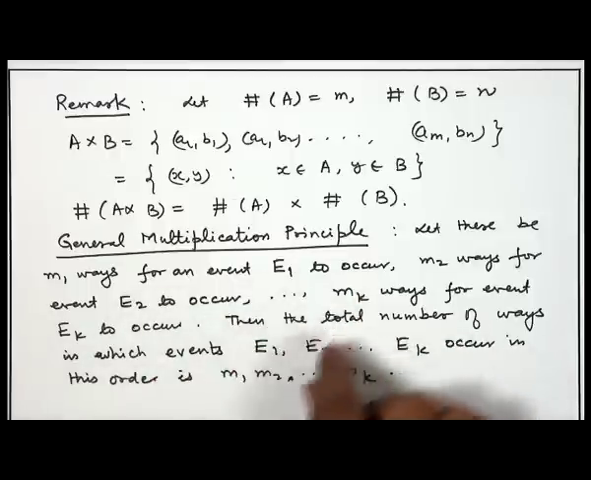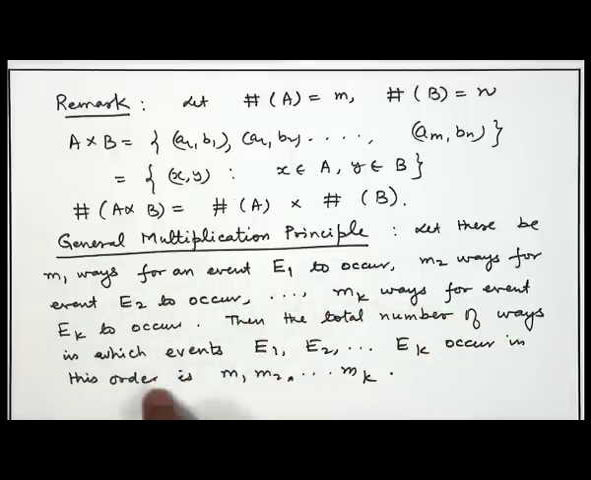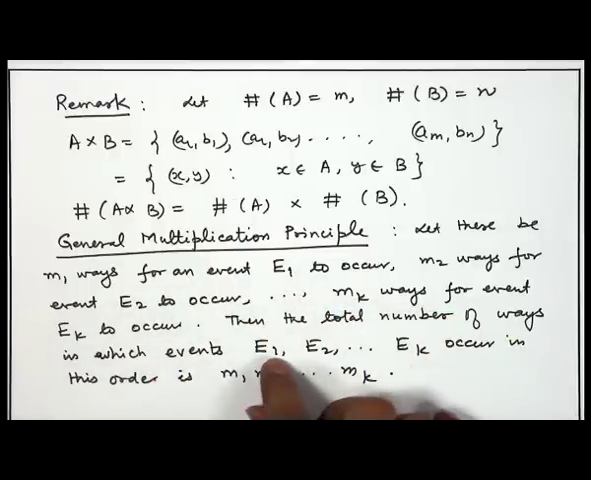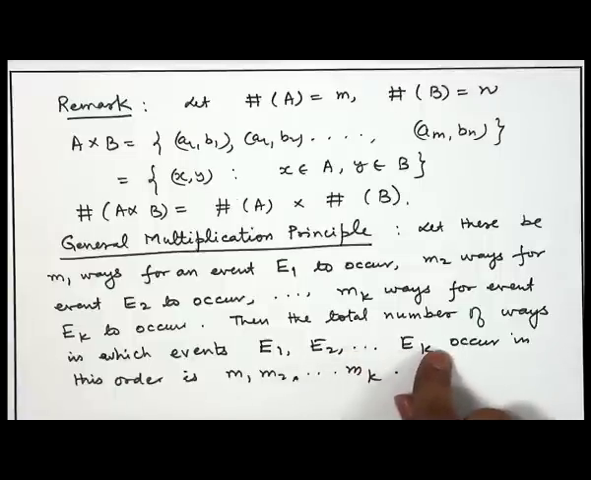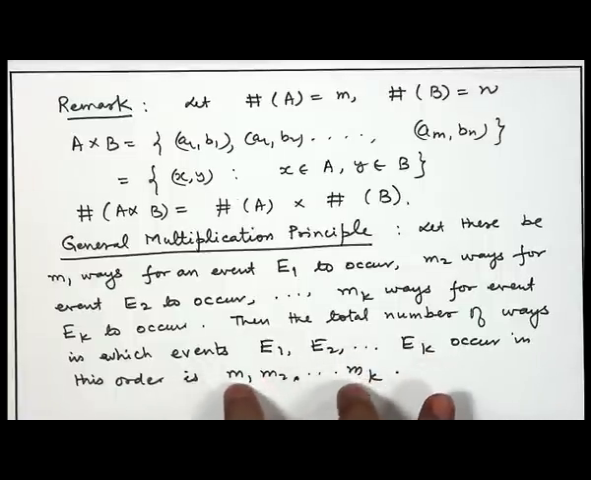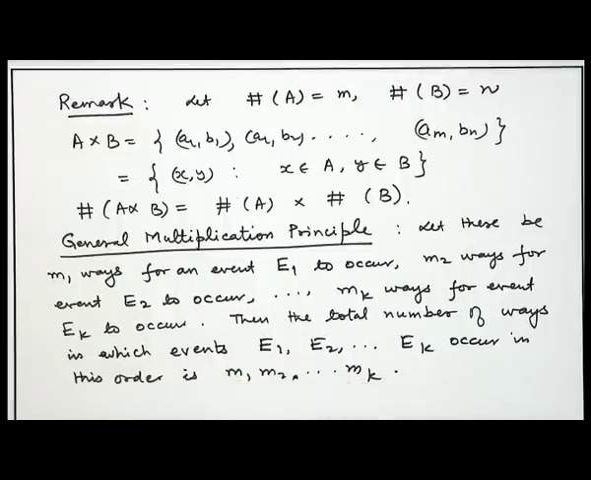Now, this is not surprising, because if you consider multiplication, multiplication is commutative. Therefore, mn and nm they are same, therefore, it does not make any difference. So, therefore, in the general multiplication principle, when I am writing events E1, E2, Ek, they occur in this particular order. That means, I say firstly E1 occurs, then E2 occurs and so on, and then finally, Ek occurs. Then the number of possibilities is m1 into m2 into mk.